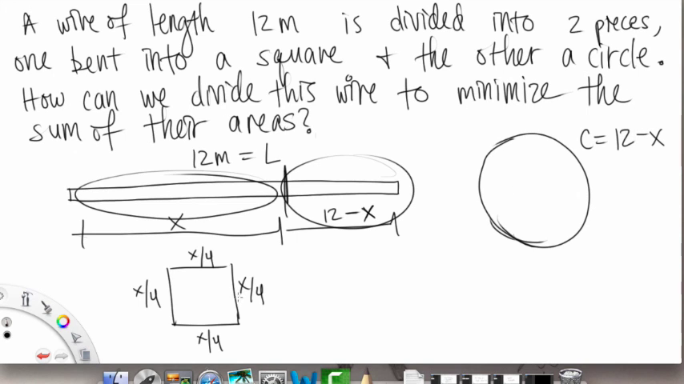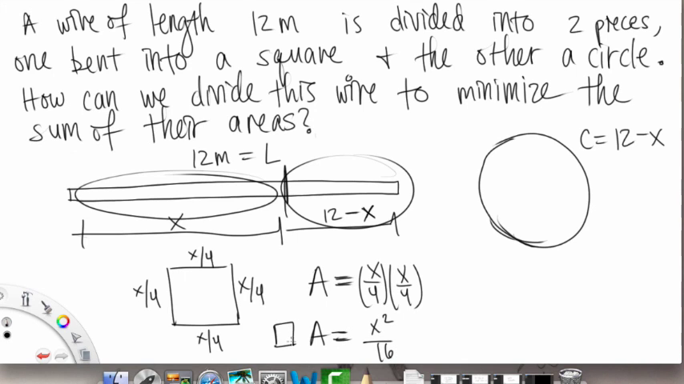Now from this, we can work with what we have. We want to concern ourselves with the area, actually the sum of the areas. So the area of the square is simply x over 4 times x over 4, which is equal to x squared over 16. That was a simple one. I'll draw a little square there for the square's area. So that's x squared over 16.